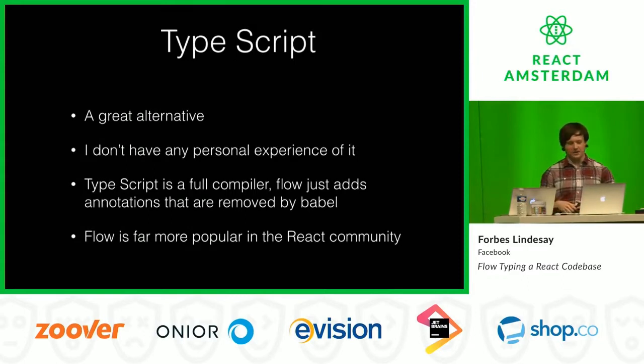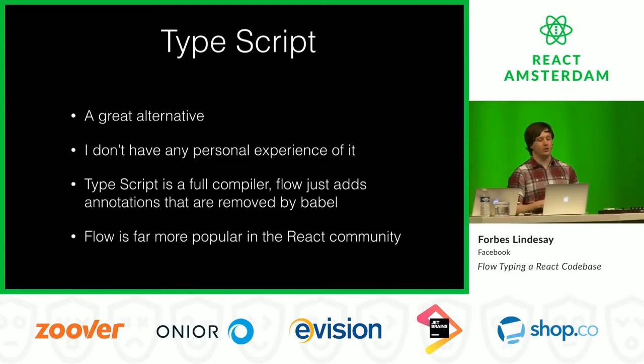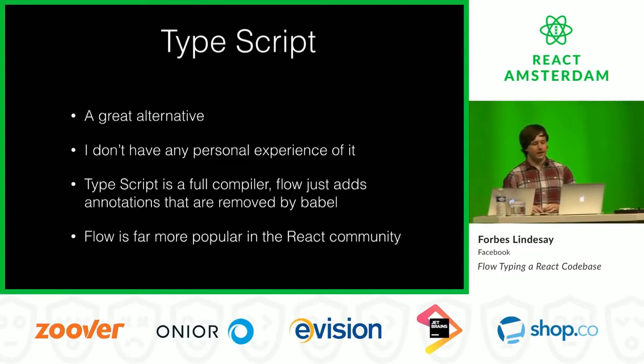Now, it would be remiss of me not to mention TypeScript. It's very much the elephant in the room. I believe it's a great alternative. My hope is that you use a type system, not necessarily that you use Flow. I don't actually have any personal experience of TypeScript, so I can't really talk to its pros and cons. But my understanding is that it's more of a full compiler, whereas Flow tends more towards adding annotations, but not actually adding other language features. And it leaves it to tools like Babel to actually extend the language. Flow, as far as I'm aware, seems much more popular in the React community, and it's certainly what's used at Facebook.